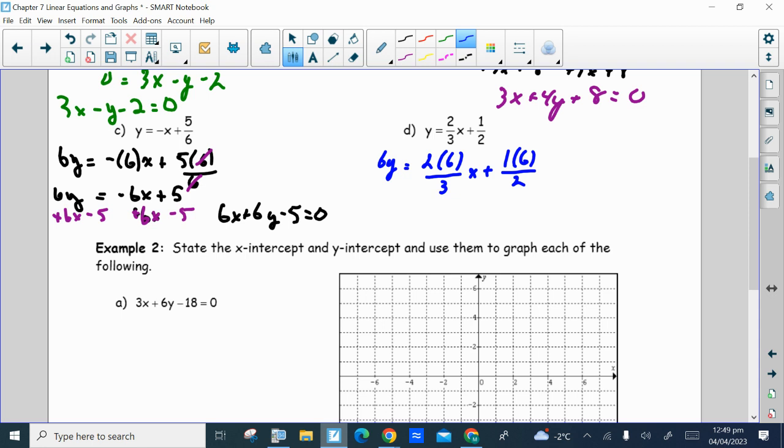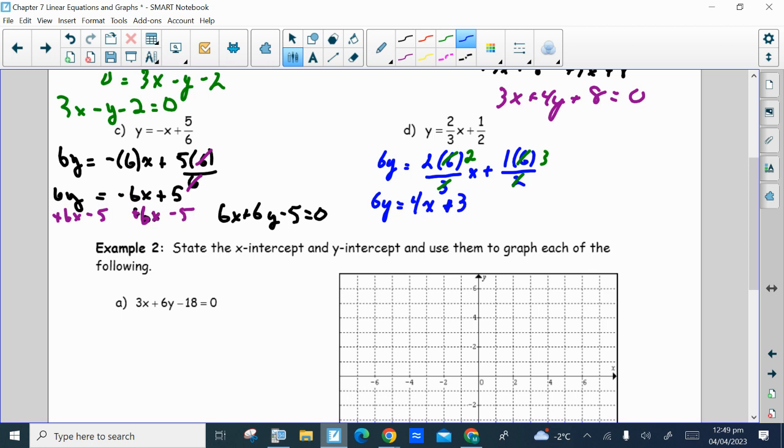So that shows multiplying everything by 6. And the reason this works is because 6 divided by 3 is 2, and 6 divided by 2 is 3. So we have left 6y on the left equaling, we have this 2 times that 2, which is 4x, plus 1 times 3. So I got rid of the denominators.